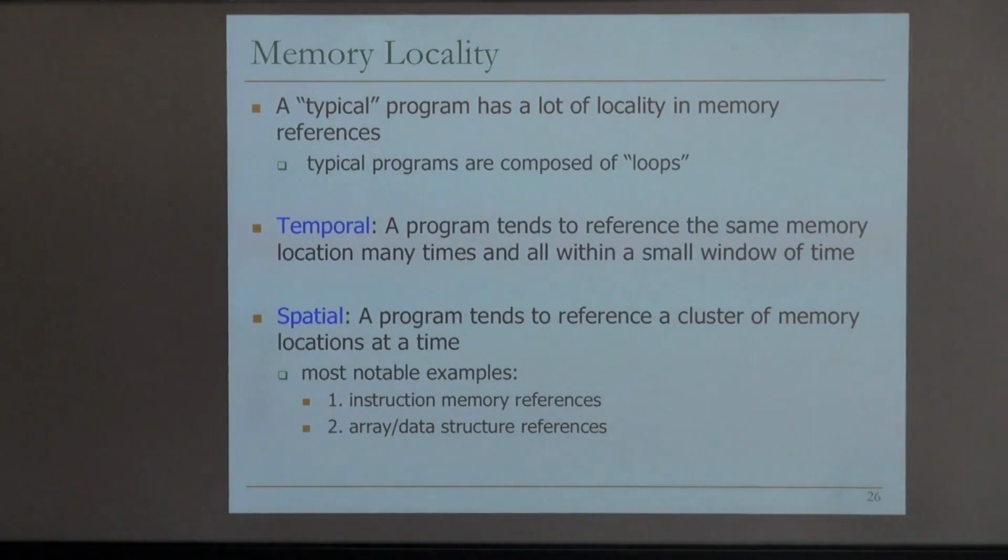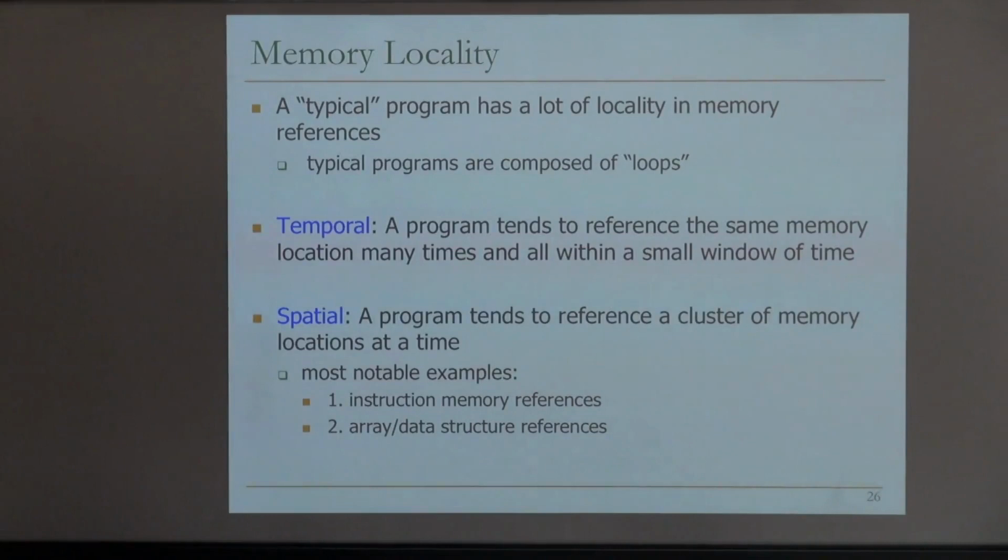A notable example is instruction memory reference. Because of the sequential paradigm, you go from this instruction to the next instruction, the next instruction, the next instruction. You increment the program counter, right? And you get very good spatial locality if you keep incrementing the program counter. Array or data structure references are usually laid out sequentially in memory. If you're, for example, traversing an array with a regular index, you keep incrementing the index. That's very spatial, right? That could be true for linked lists and other stuff. But this is very fundamental, basically.